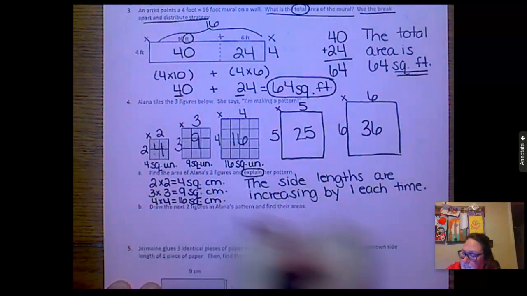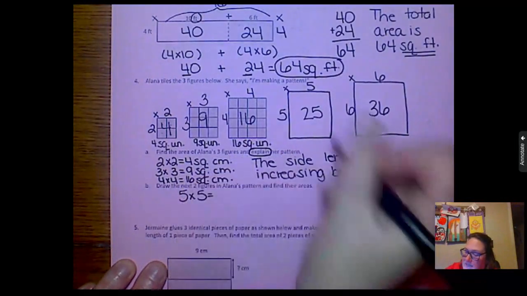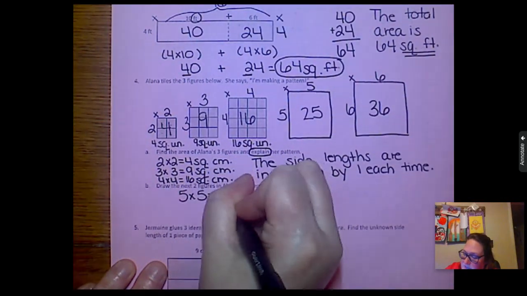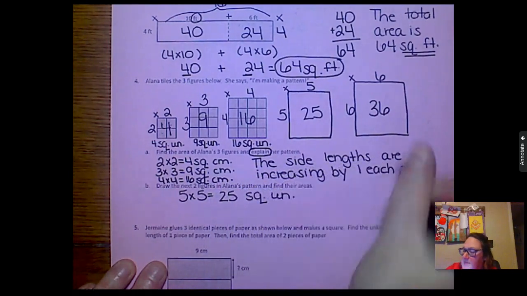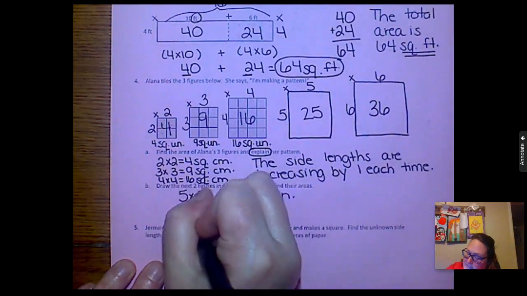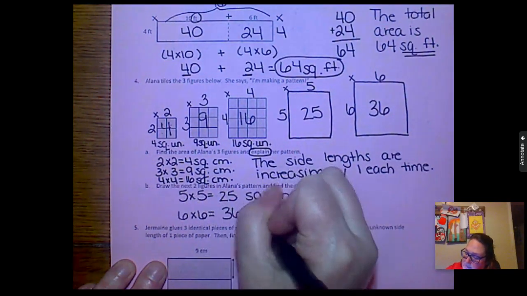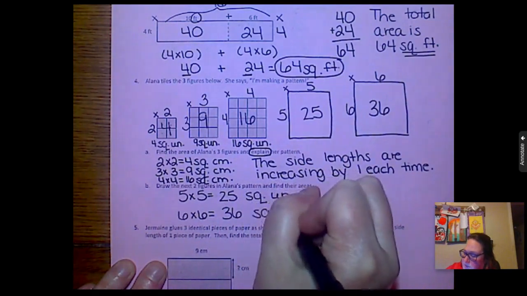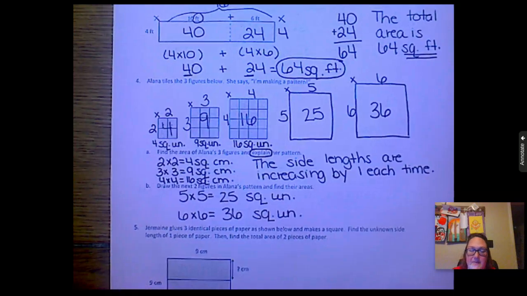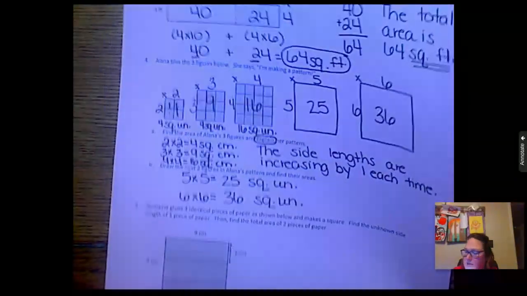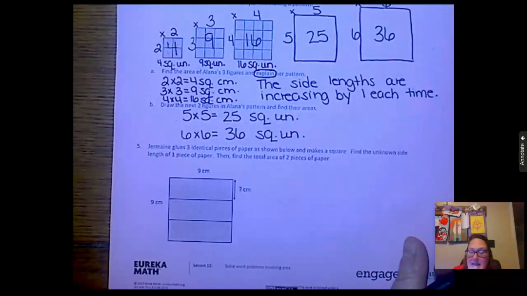Okay. And it says draw the next 2 figures, which we did, and find their area. So let's just write our number sentences here for the areas. So this one we had 5 times 5, which we said was 25. We need to give it a label, so 25 square units. And for the last one, we had 6 times 6, which we said equals 36 square units. Good. So we're all set with that. We have one more to go. We're doing so well.